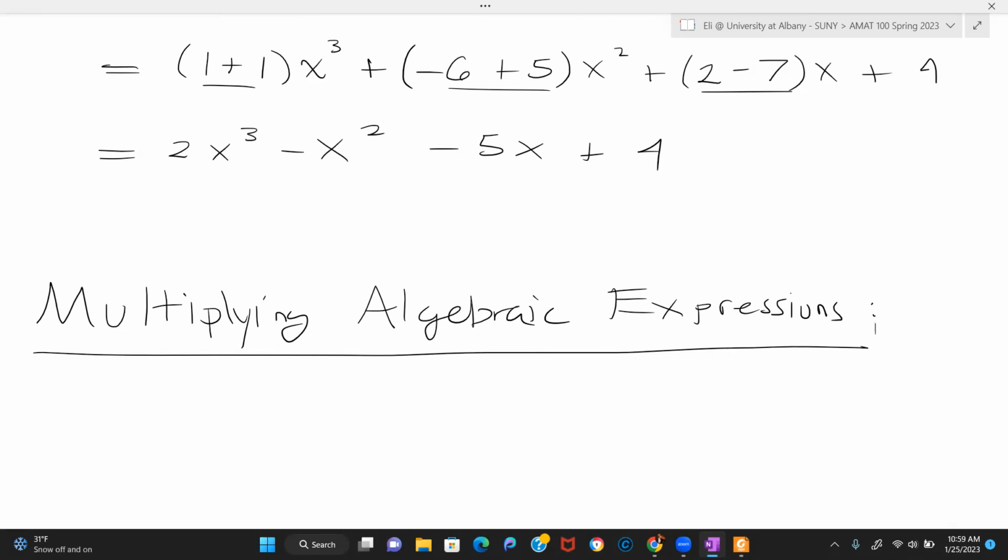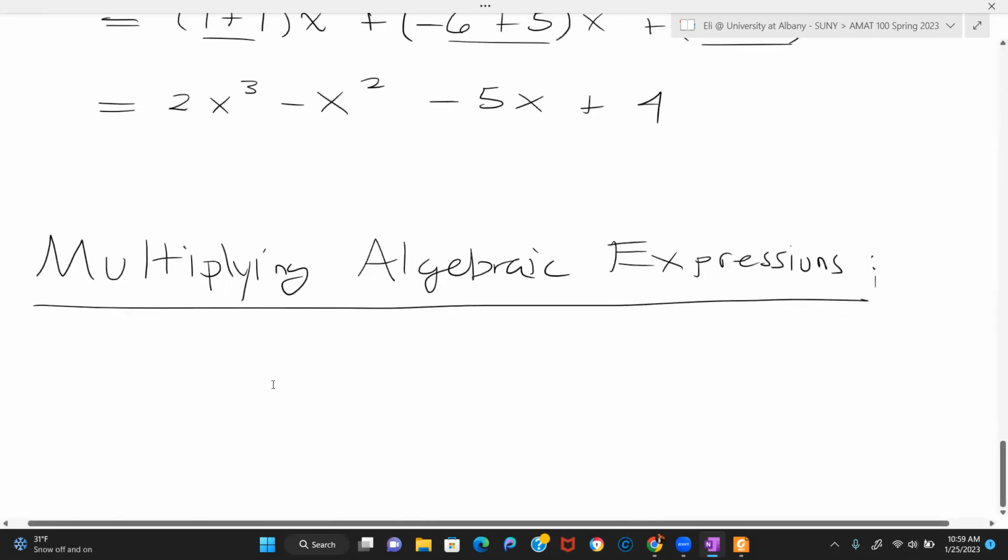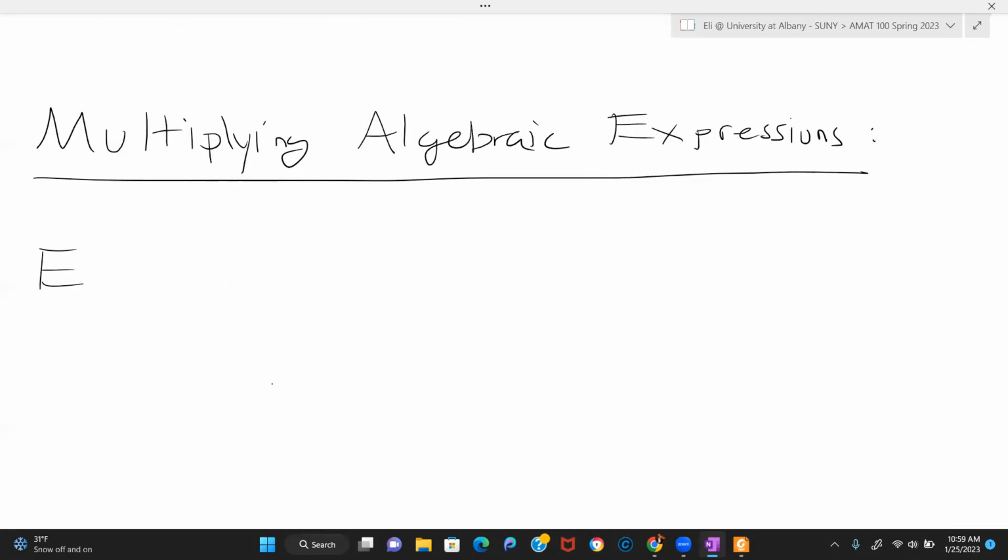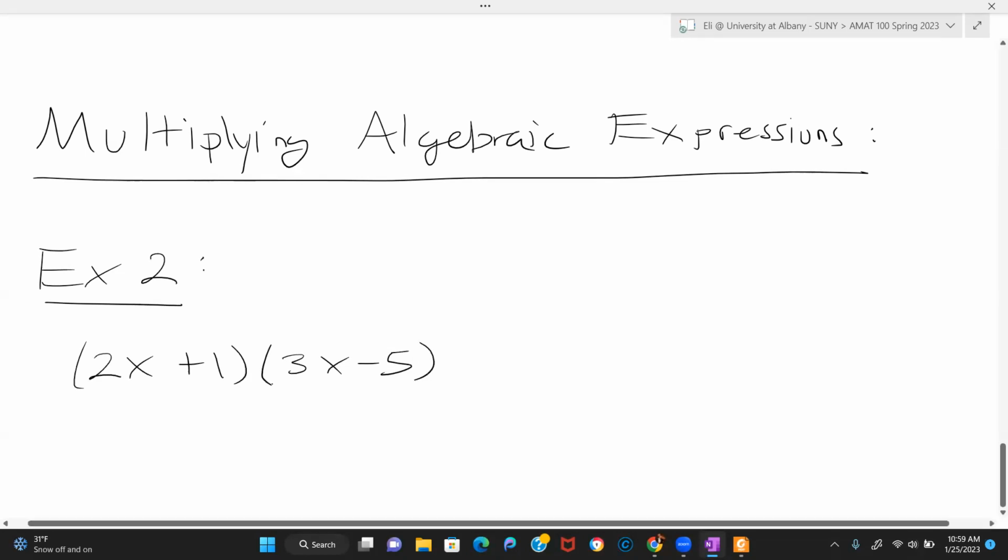All right, so let's just look at this example 2. This is a fairly straightforward example. For example 2, I have this algebraic expression, it just happens to be a polynomial, and then I have this other algebraic expression, and I want to multiply them together, which I can do because x stands for some number. So the idea is to just use FOIL.